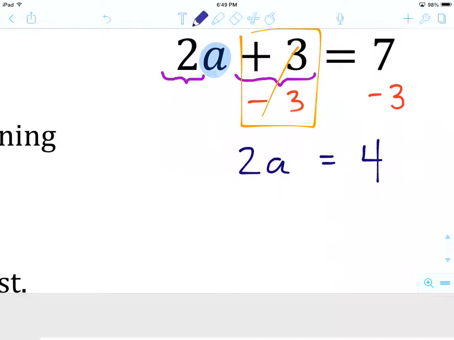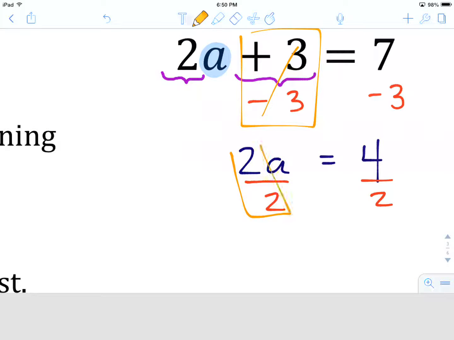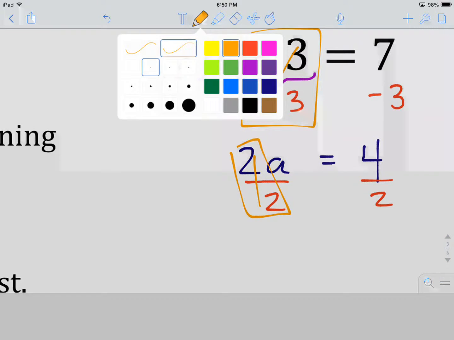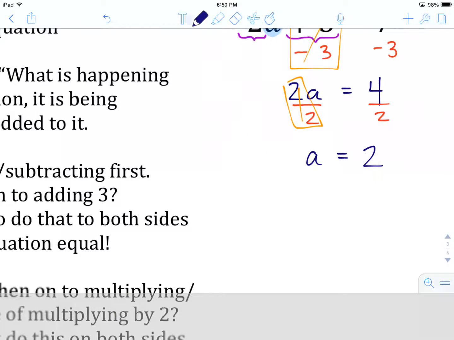So now, one step down, another step to go. What's still happening to a? a is still being multiplied by 2. And what's the opposite operation to multiply by 2? How do we undo that? We are going to divide by 2. But again, to keep it equal, we need to divide both sides by 2. Multiply by 2 and divide by 2 have undone each other, leaving us with a on the left side of our equation, and 4 divided by 2 on the right side gives us 2. So we've come up with an answer.